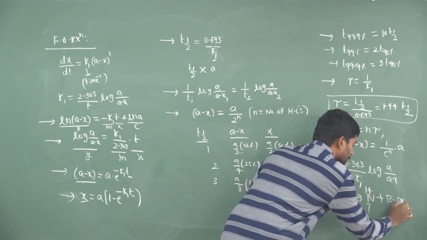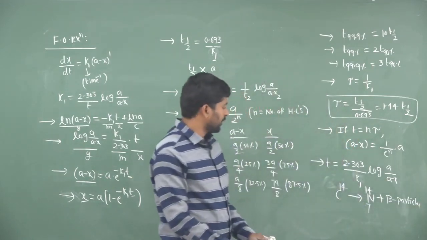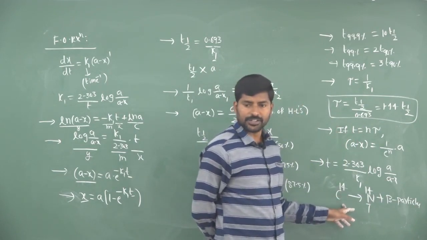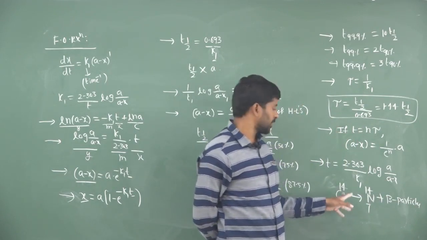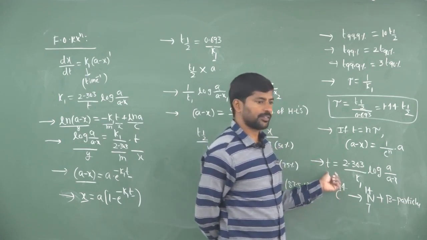N14 plus beta particles. With time, what happens to radioactivity? It decreases. With time, radioactivity decreases. Based on that, we can calculate the age of dead animals and dead plants.